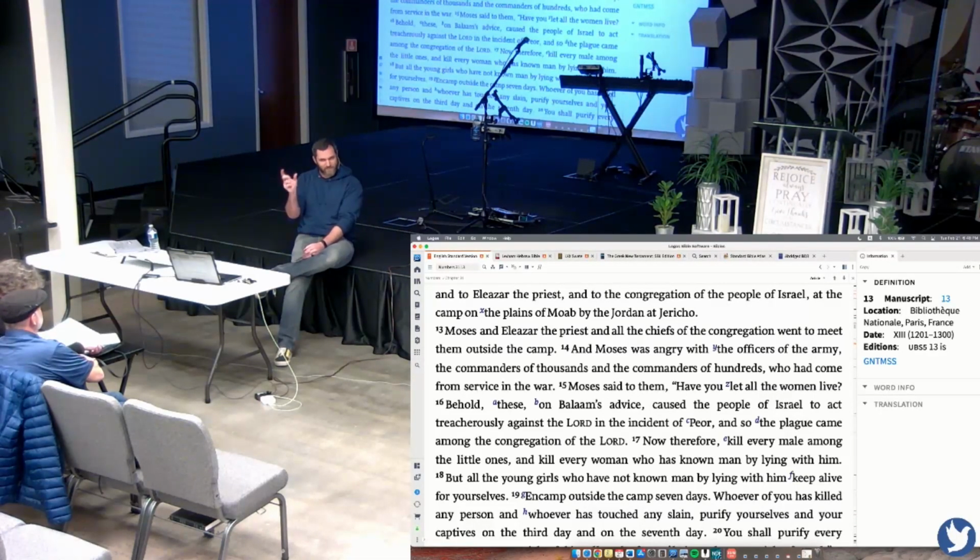Okay. If I don't read the next line, that seems like a weird thing to be angry about. And the next line explains it. It says, "Behold, these, on Balaam's advice, caused the people of Israel to act treacherously against Yahweh in the incident of Peor, and the plague came among the congregation of Yahweh. Now therefore kill every male among the little ones, and kill every woman who has known man by lying with him. But all the young girls who have not known man by lying with him, keep alive for yourself. And then encamp outside the camp 7 days, and purify yourselves and your captives on the 3rd day and on the 7th day."